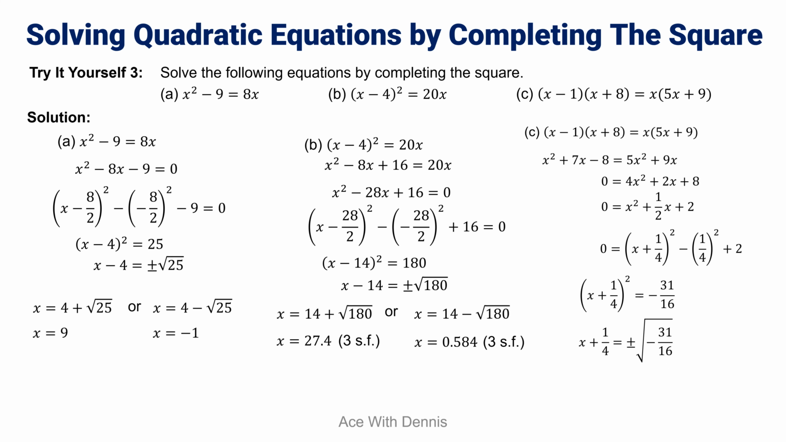So x + 1/4 = ± √(-31/16). And we know that we cannot square root a negative number. Hence, for this case, there is no solution. The quadratic equation has no real roots.